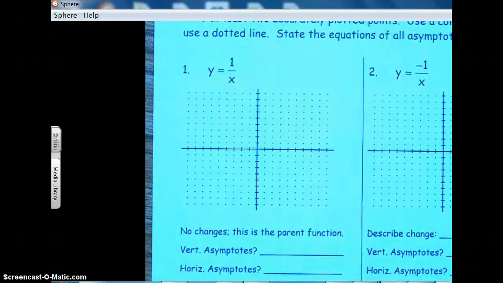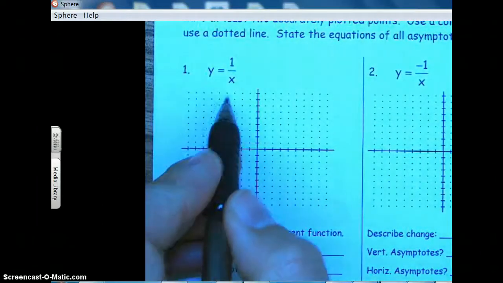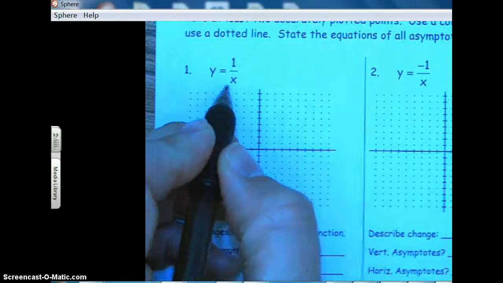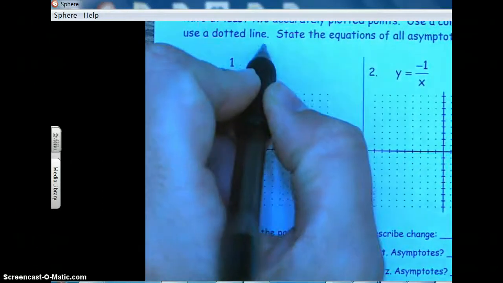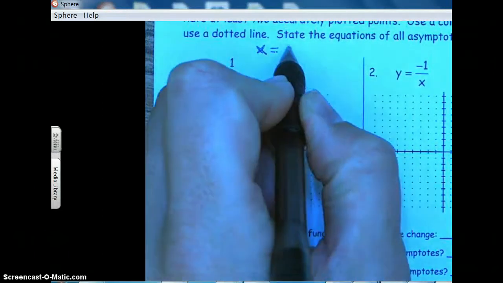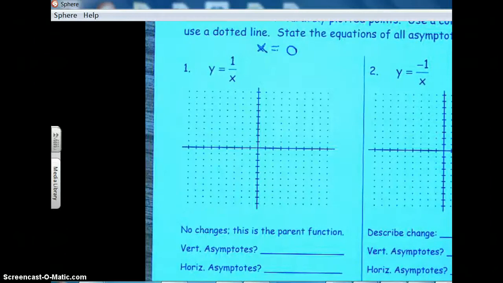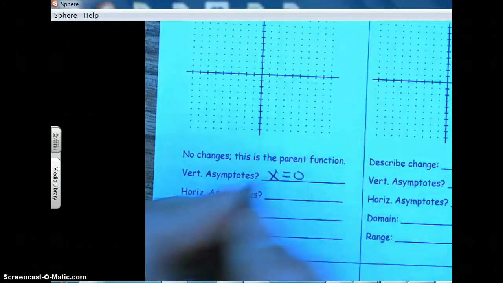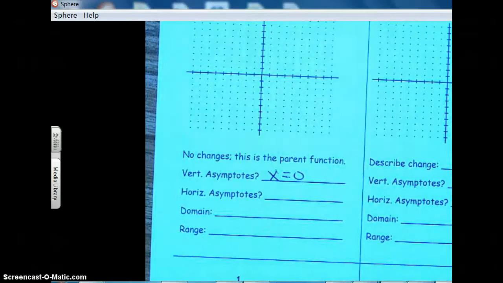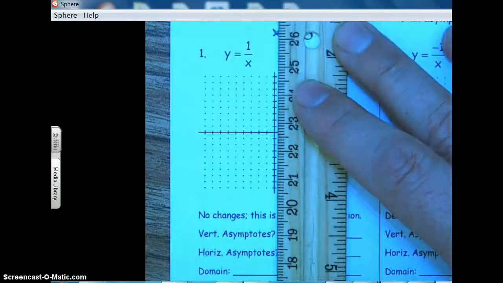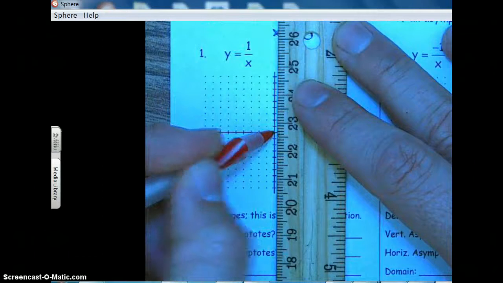Okay, so the first thing we're going to do is determine the asymptote. Remember, to determine the vertical asymptote, we take the denominator, which in this case is x, and we set it equal to 0. That is going to be our vertical asymptote. It says in the directions to use a colored pencil to draw your asymptote. So we know we have an asymptote at x equals 0, right here.